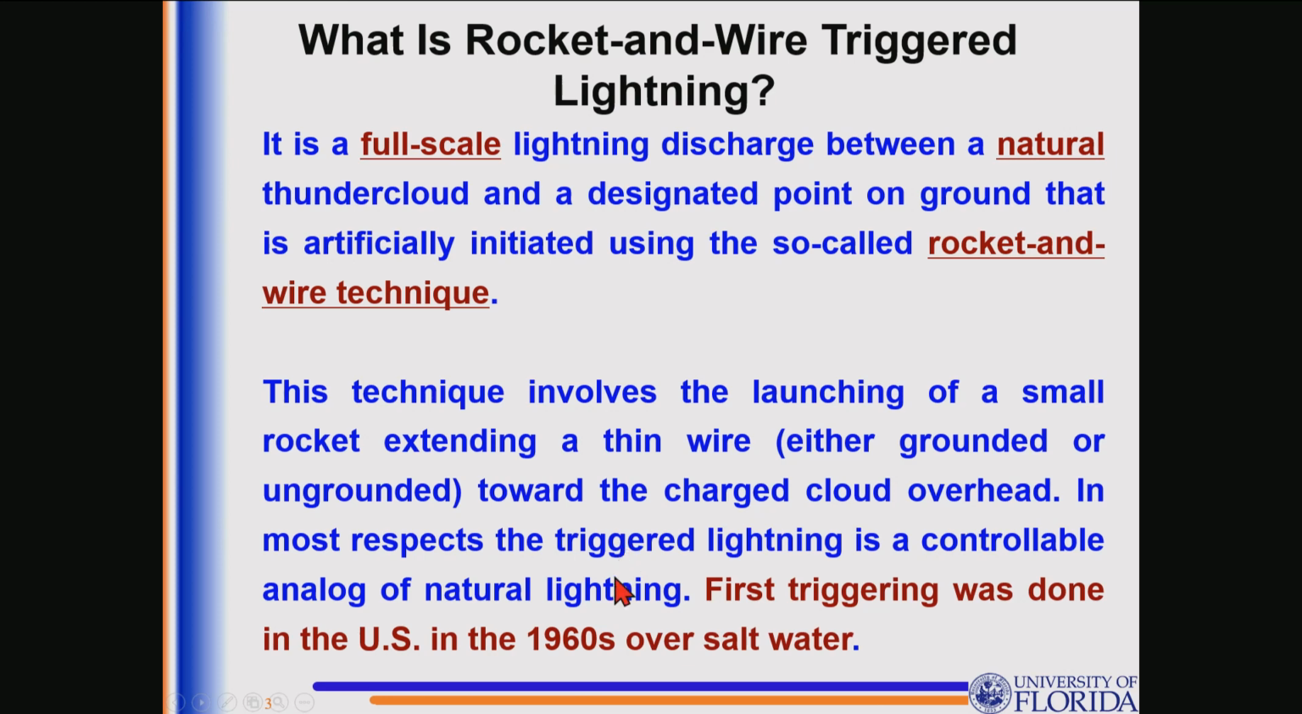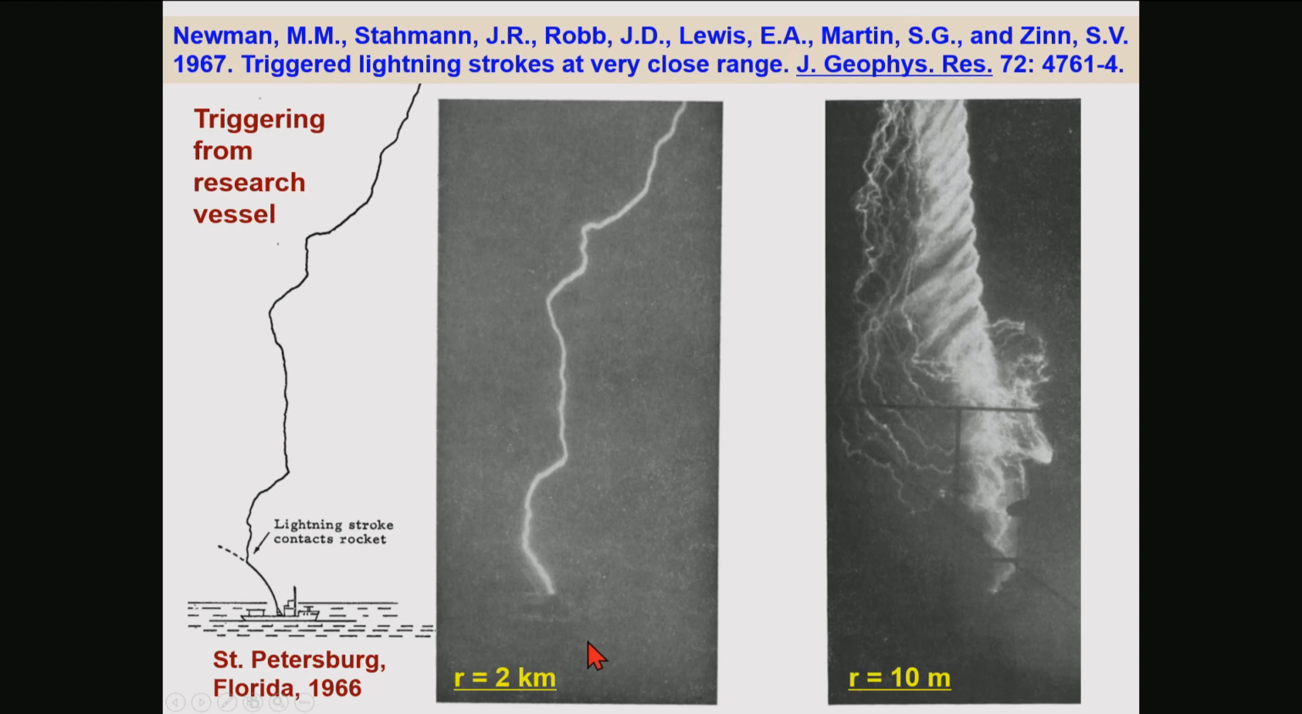First triggering was done in the United States in the 1960s over water. And the first journal paper on rocket triggered lightning was published more than 50 years ago in 1967 by Newman and collaborators. And the middle panel here shows a still photograph of rocket triggered lightning taken at a distance of 2 kilometers. The left panel is a sketch of the same lightning. And here you can see the research vessel from which the rocket was launched.